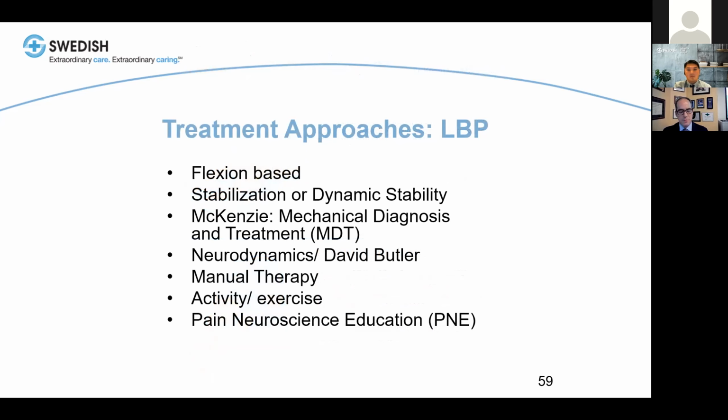But again, there's different types of approaches. There's flexion-based, McKenzie, which is more called mechanical diagnosis and treatment.